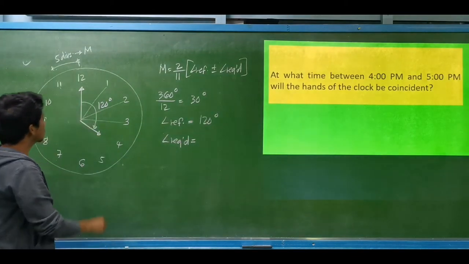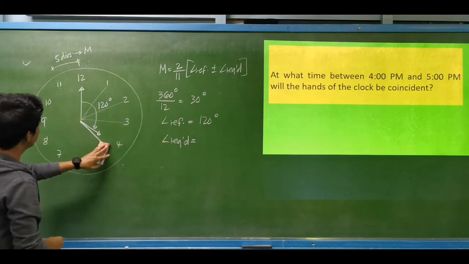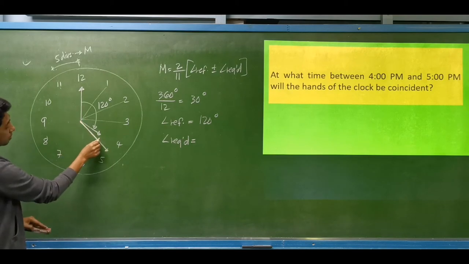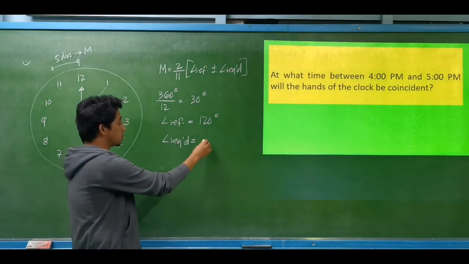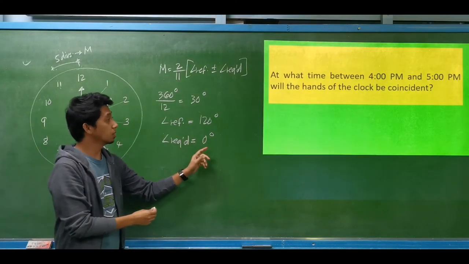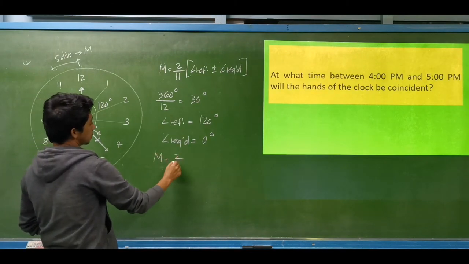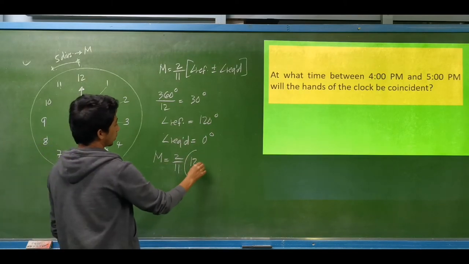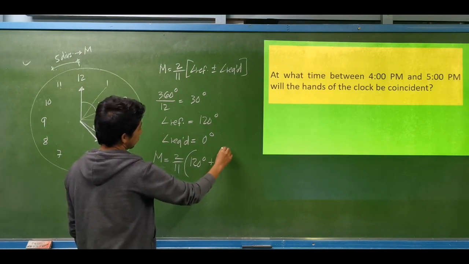If we say coincident, so again, this is after the movement of the minute hand and the hour hand, that they are now coincident. If we say coincident, one hand is over the other hand, which means the angle between the hands of the clock will be 0. Okay? So therefore, let us determine the number of minutes. Let's equal to 2 over 11 multiplied by, what is our reference angle? 120 degrees. If they are to be coincident, that is the same as 0 degrees.